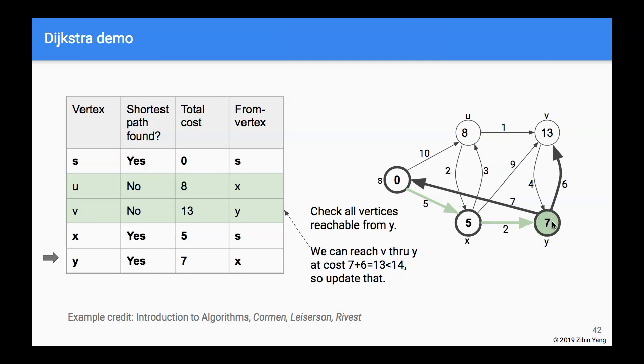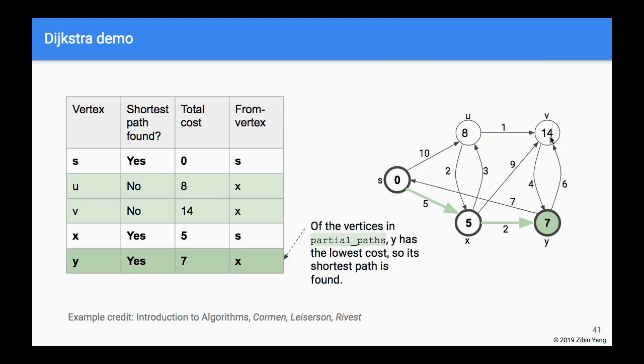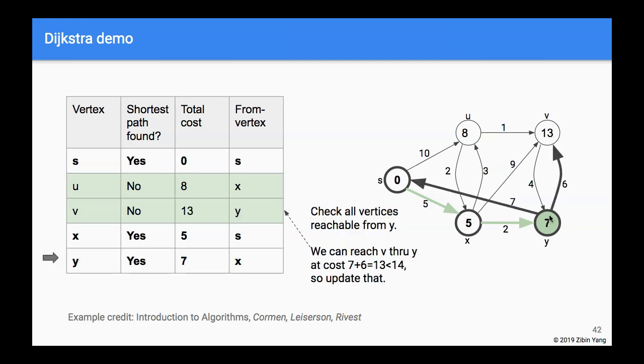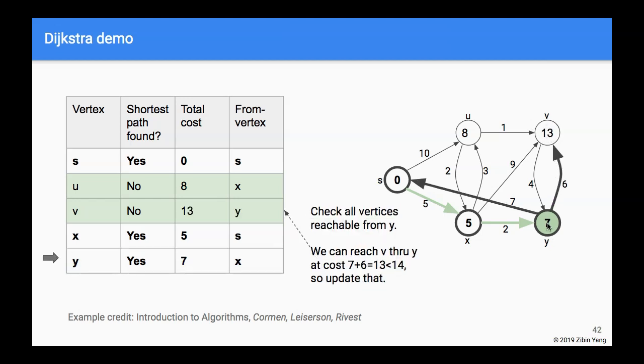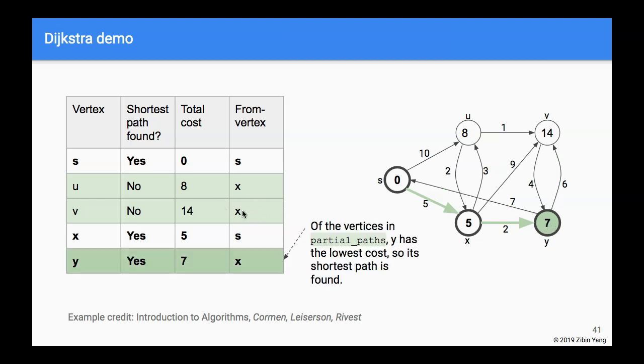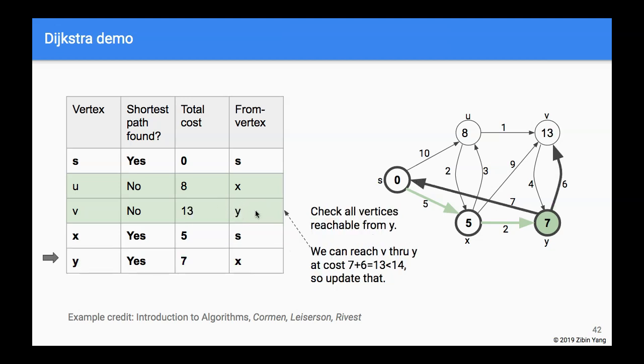And then for the edge going from Y to V, now remember V used to have a cost of 14. Now going through Y has a cost of 7, and the edge from Y to V is 6. So the total cost going through Y to V would be 13, and 13 is obviously less than 14. So this is a better path going through Y to V. So we update the cost for V to 13 and update the front vertex to Y.